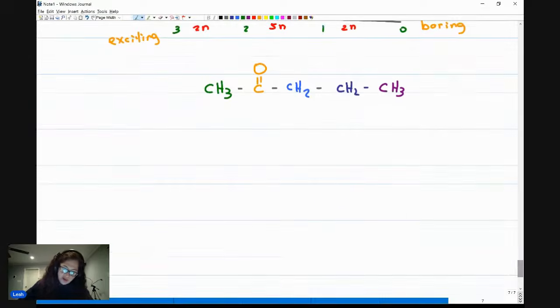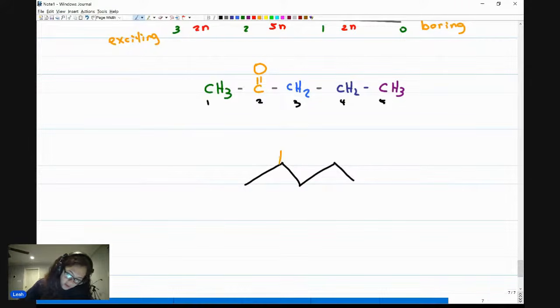Now that we have all the puzzle pieces together, your professors probably don't want it like this. They want you to draw a molecule. So we'll number it 1, 2, 3, 4, 5, where carbon 2 has a carbonyl, and that's our final product.